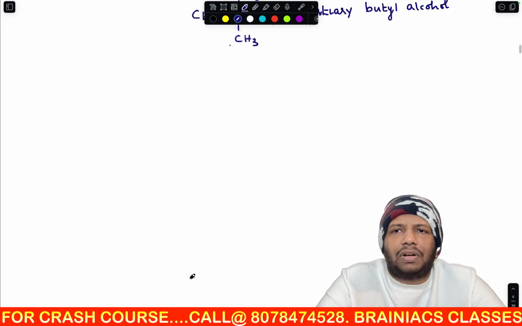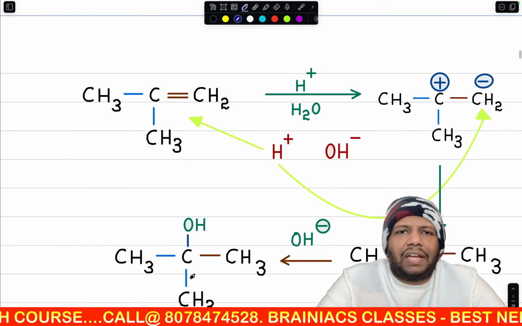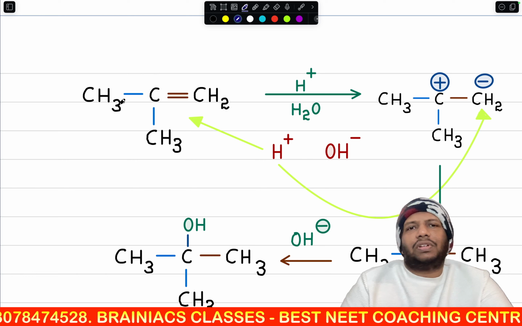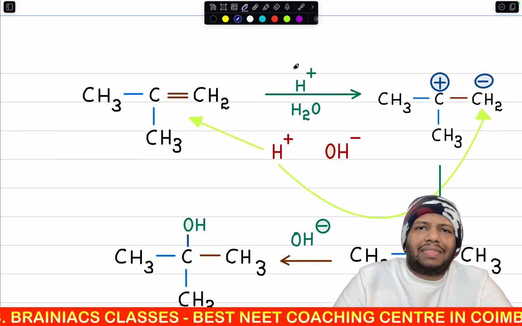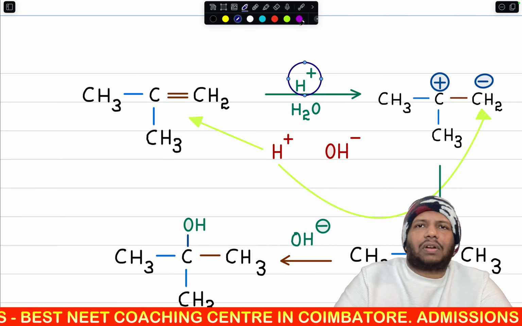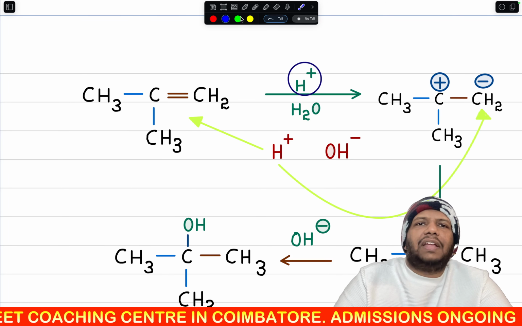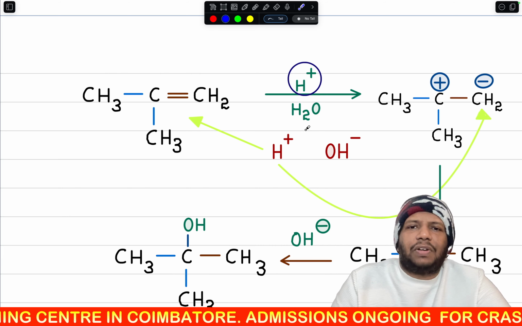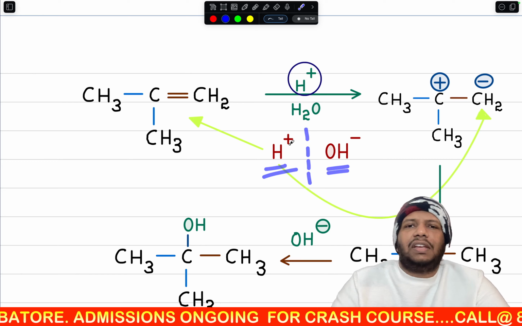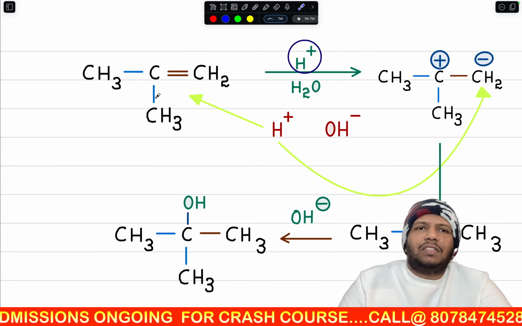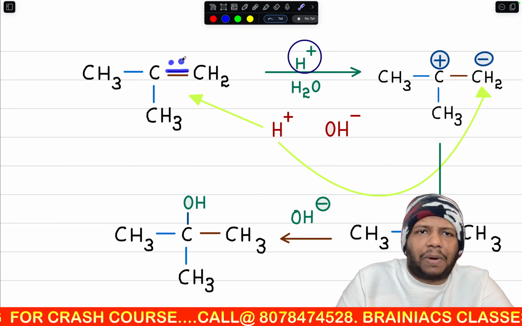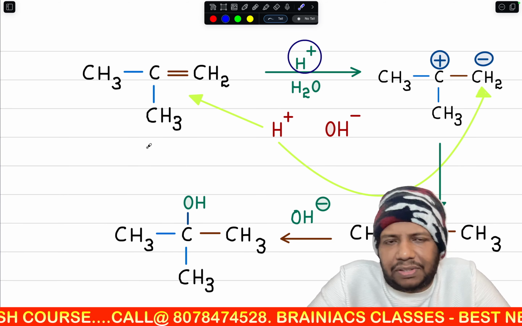Okay, let's try to understand. I have tried to explain the entire mechanism. Listen. This is the compound I have chosen. Now I am going to do acidic hydration. You can see H+ is present in the medium and you are adding water. So what is happening? First, the water will split, and H+ and OH- will be formed. Now again you can analyze here. In this particular compound, the reaction center is the pi bond, which has pi electrons.